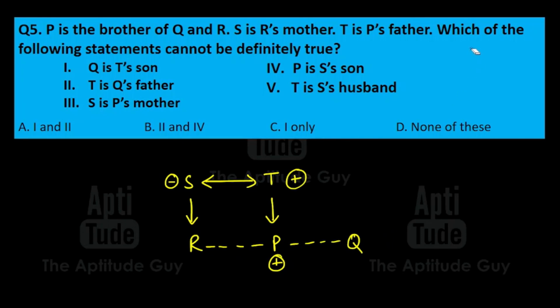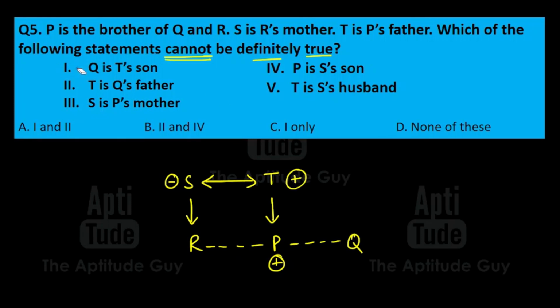Now the question says, which of the following statements cannot be definitely true? Cannot be. That's the key word. Now if at all you gave the answer as option D, then you made a little bit of mistake. I'll tell you what that is.